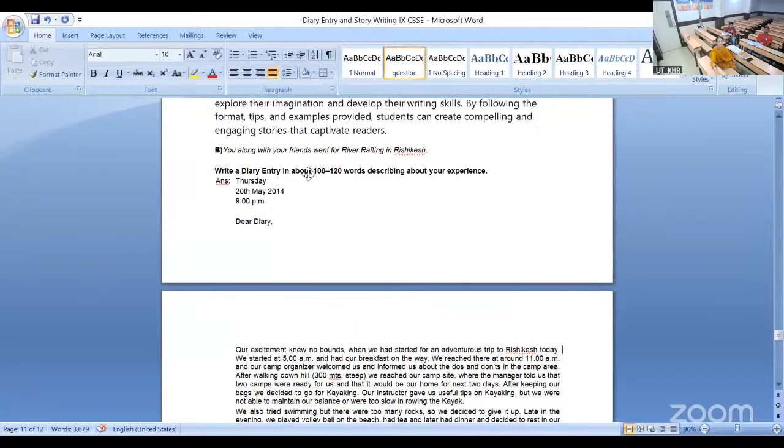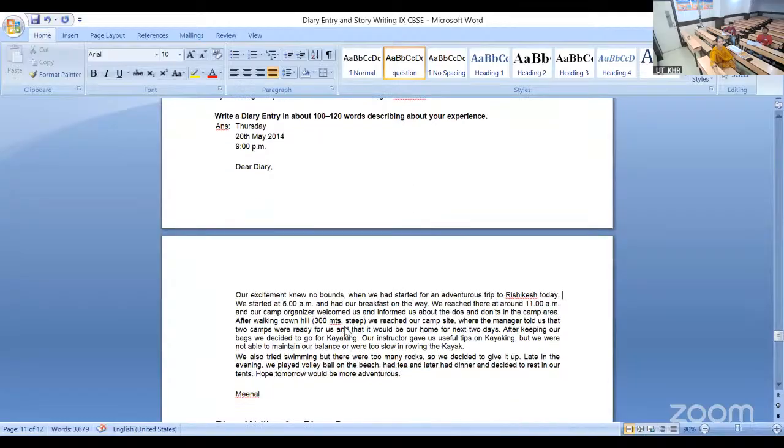You went for river rafting in Rishikesh. Okay, you went for river rafting. So should it be river rafting? River rafting did not happen, only this much happened. So whatever happened while you were there, it's okay. Even if it did not happen, you are writing a diary telling that we went for river rafting, but all this did not happen. So next time we'll try. Why did it not happen?